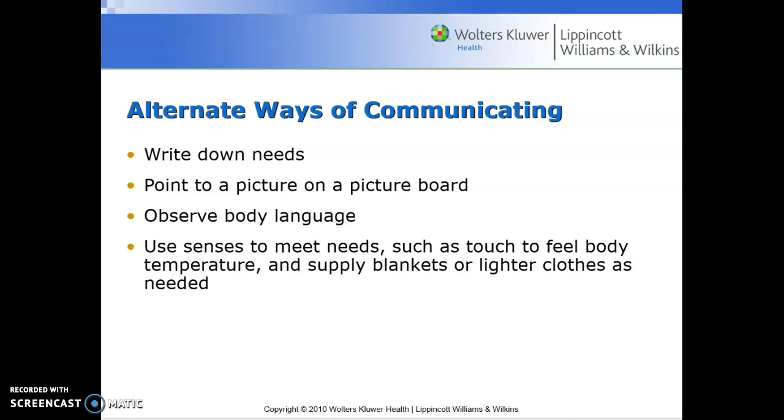You need to also look at their body language. Do they look like they understand? Are they nodding their head yes or no? Do they look confused when you talk to them? So definitely observe body language.